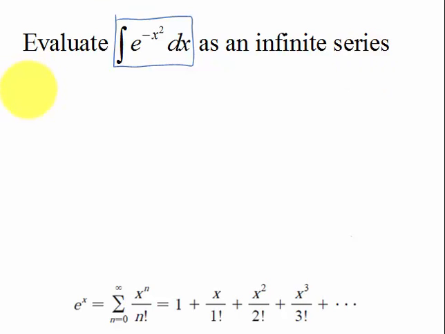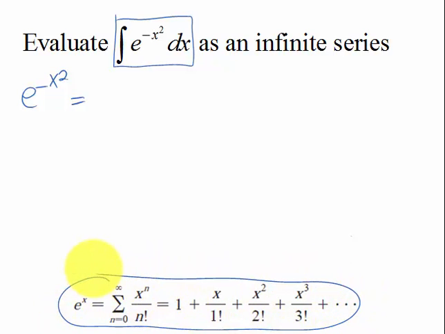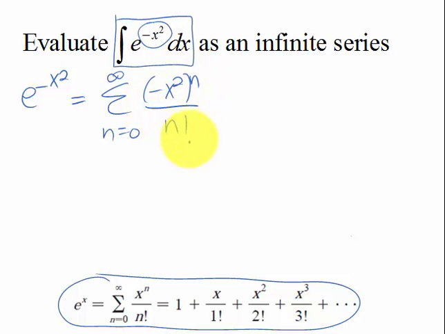We could actually express e to the negative x squared as an infinite series, and we're going to use the Maclaurin series for e to the x as our starting point. And so we would have the sum as n goes from 0 to infinity. Instead of x, we have negative x squared. So that's going to be negative x squared to the n over n factorial.